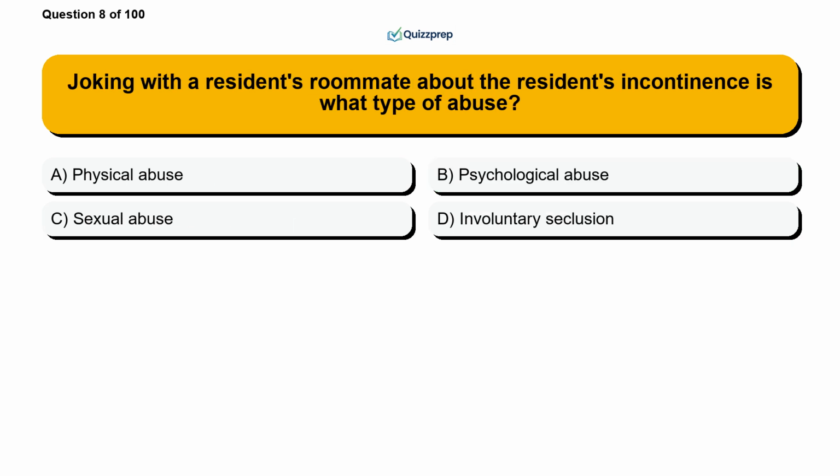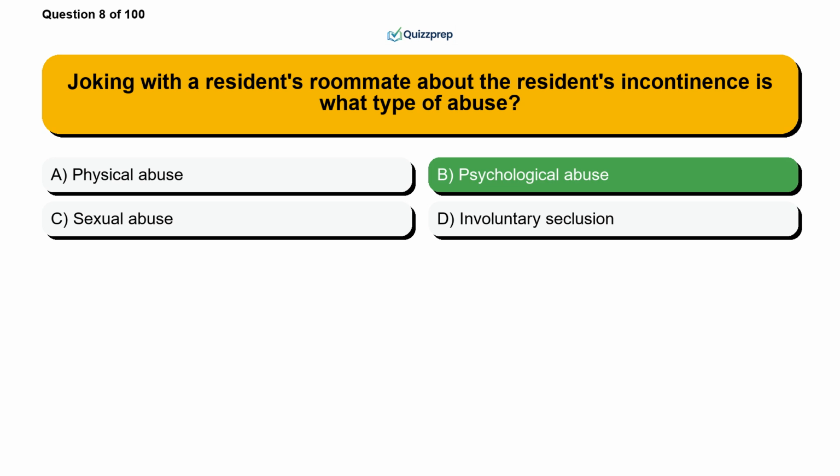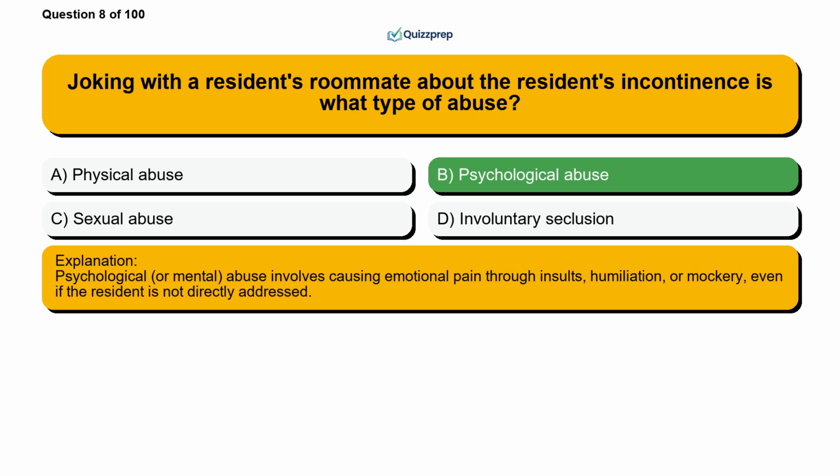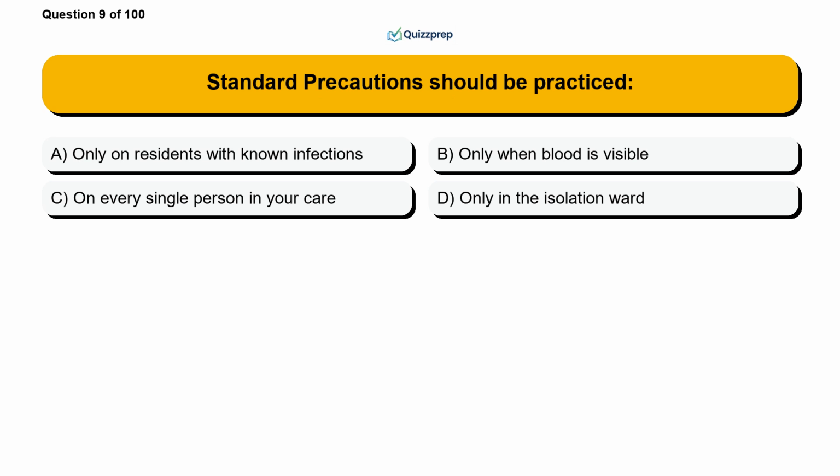Question 8. Joking with a resident's roommate about the resident's incontinence is what type of abuse? Option A, physical abuse. Option B, psychological abuse. Option C, sexual abuse. Option D, involuntary seclusion. The correct answer is option B, psychological abuse. Psychological, or mental, abuse involves causing emotional pain through insults, humiliation, or mockery, even if the resident is not directly addressed.